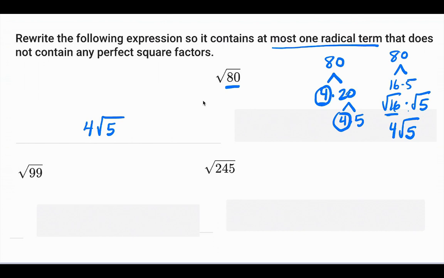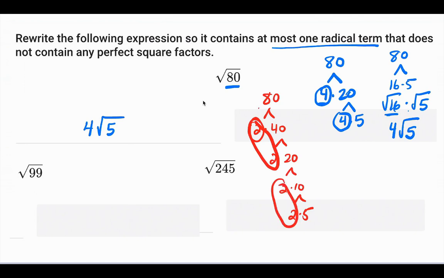Even if you went as far as, if we did 80, well, that's 2 times 40, 2 times 20, 2 times 10, 2 times 5. We have one pair, 2 pairs. So we'd have 2 times 2 times the square root of 5, which is equal to 4 times the square root of 5. So no matter how you look at it, you can break it all the way down, or if you can just look at that and say, oh, I know 16 is a perfect square and goes into 80, and the square root of 16 is 4, you're going to get the same answer.